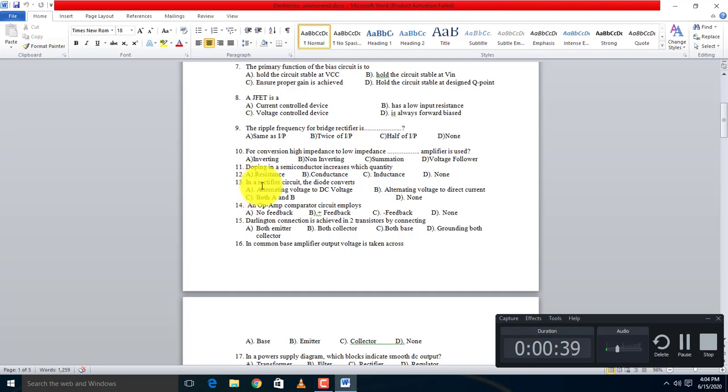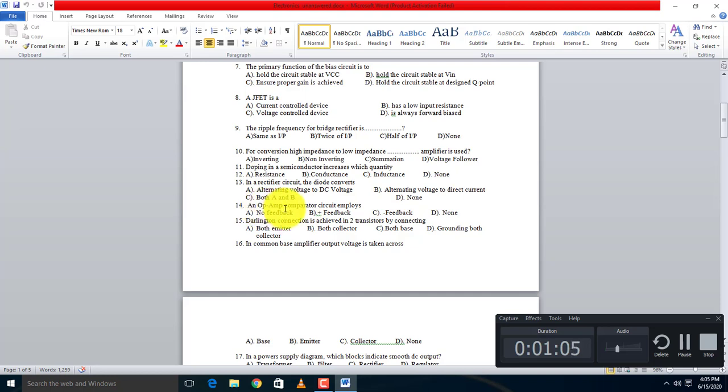MCQ number 13 says, in a rectifier circuit, the diode converts. In a rectifier, diodes are used for converting AC to DC. They are unidirectional, and current only flows when they are forward biased. So the diode converts alternating voltage to DC voltage, and alternating current to direct current, AC to DC.